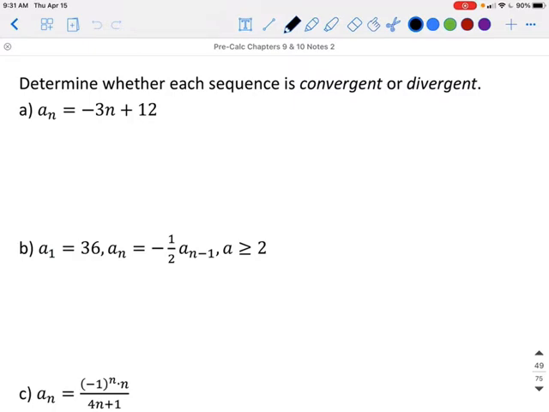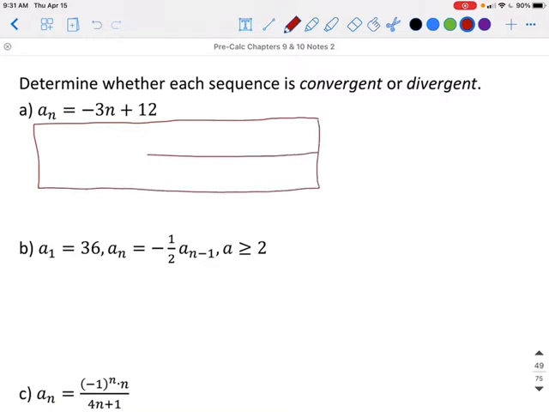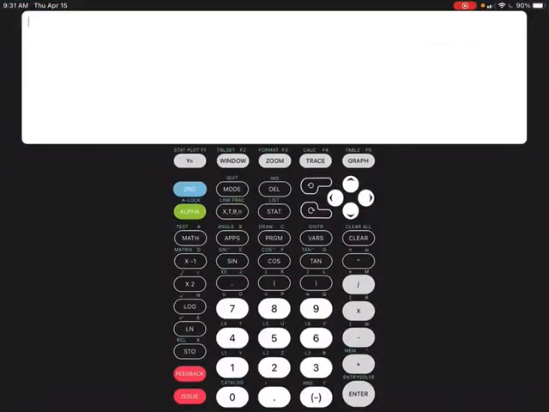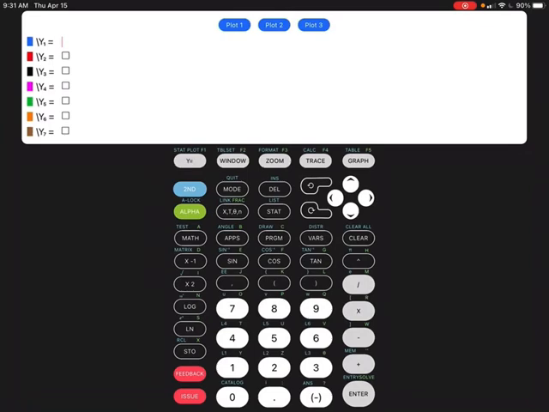So we're going to determine if each sequence is convergent or divergent. To do this, we're going to examine the values for the function. So you can make yourself a table. Now, if you don't want to do all of these calculations by hand, you can put it into your calculator. You can go into your y equals. So if we find our graphing calculator, if we go into our y equals, we can put in negative 3x plus 12, and then we can go back to our home screen.